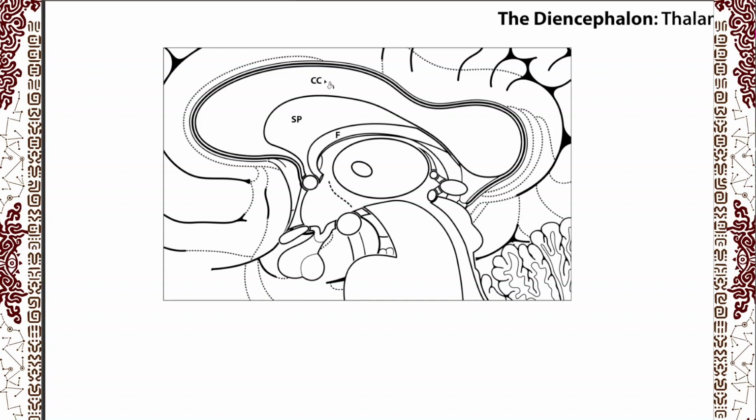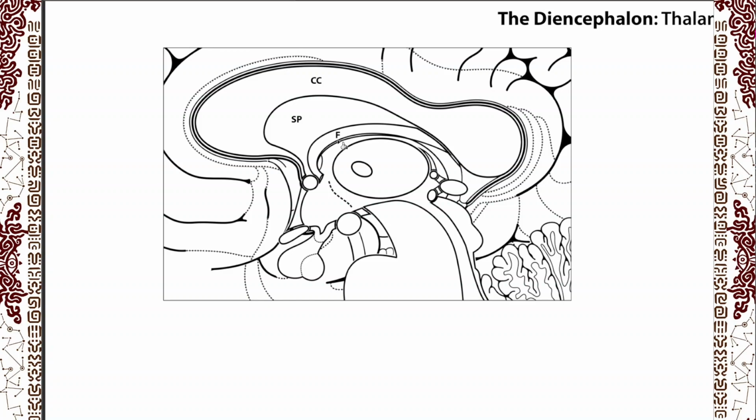Recall that the corpus callosum serves as the major commissural bundle connecting the homotopic neocortices between the right and left hemispheres. The septum pellucidum, SP. The septum pellucidum is a thin membrane that separates the left and right lateral ventricles. F labels the body of the fornix.